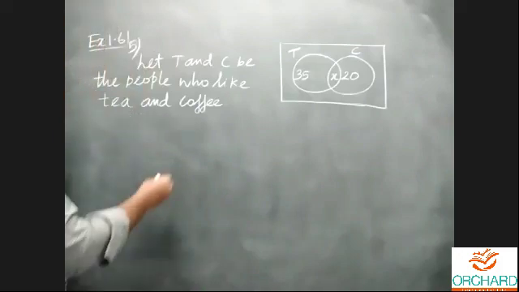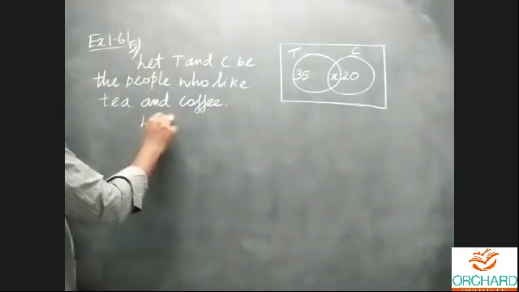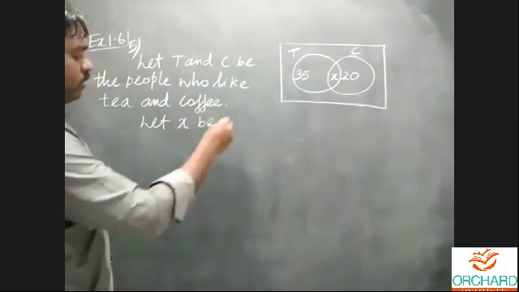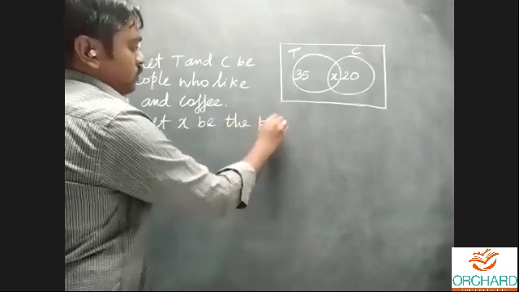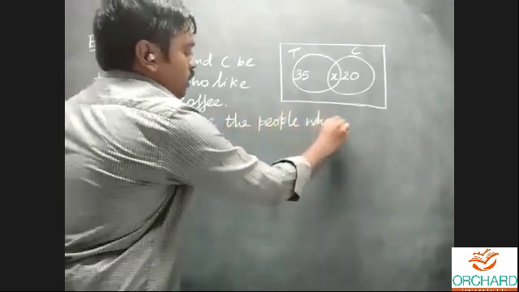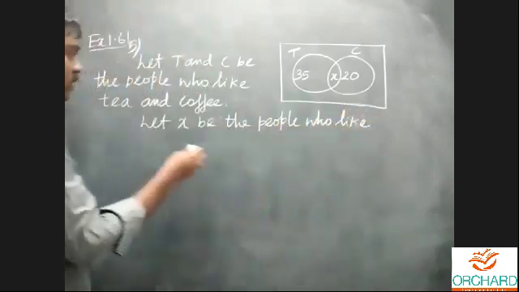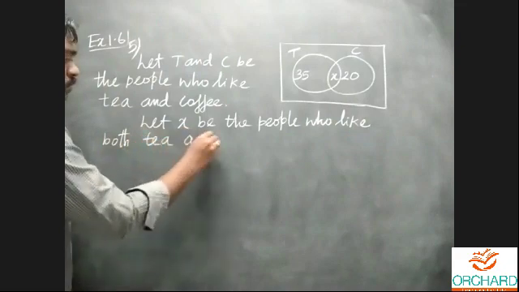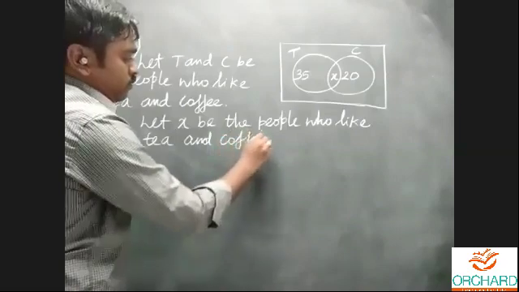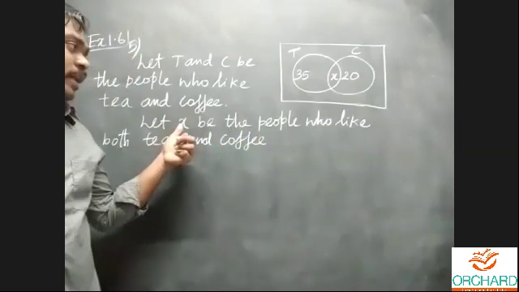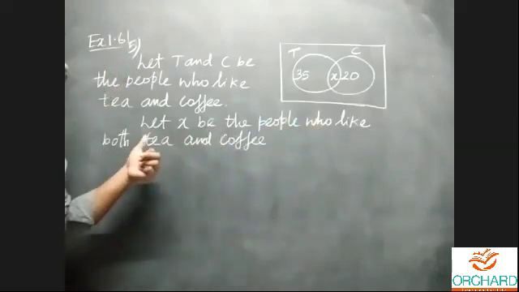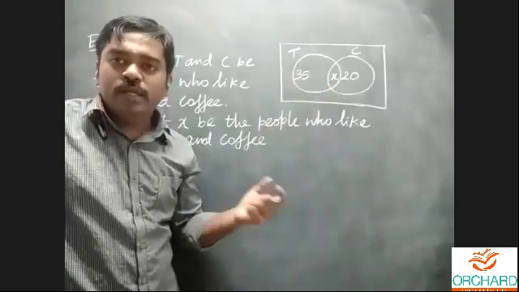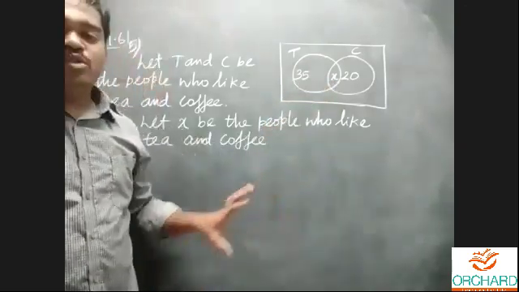And next one, here I consider, let X be the people who like both tea and coffee. Okay, fine. Here my aim is to identify the value of X.